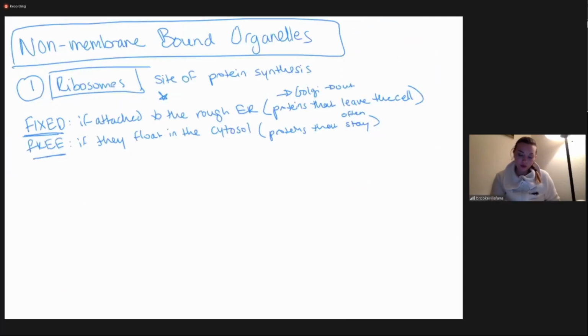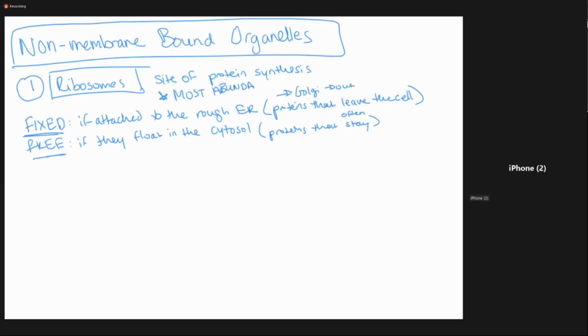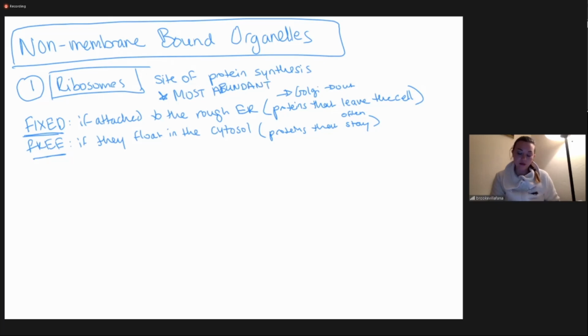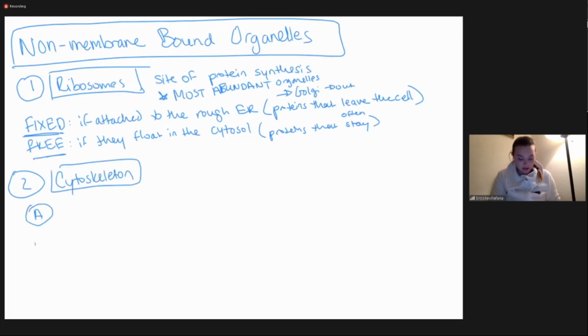And the ribosomes are the most abundant organelle. There are the most ribosomes out of all of the organelles. The next non-membrane bound organelle is the cytoskeleton, and the cytoskeleton has 3 components: the microfilaments, the intermediate filaments, and the microtubules.